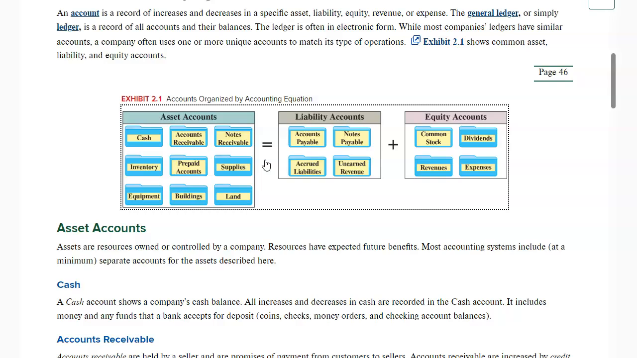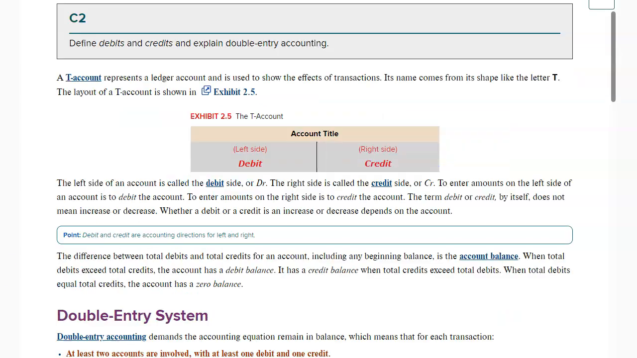When you look at an account, they often are shown or described or presented in a way called a T account. Let me show you one. All right, here's a T account. It has the account name at the top, and it has a left side and a right side. The left side, for accounting, we call the debit side, and the right side we call the credit side. So remember, left, right, debit, credit. Debit on the left, credit on the right.